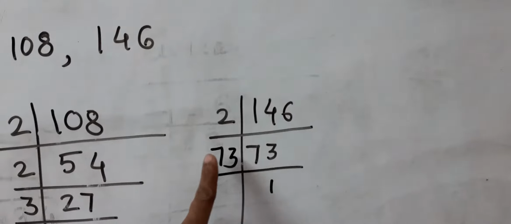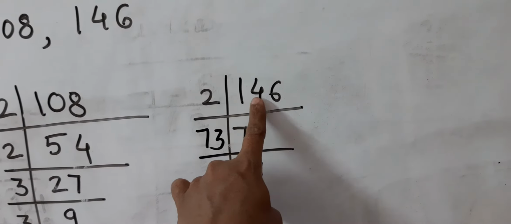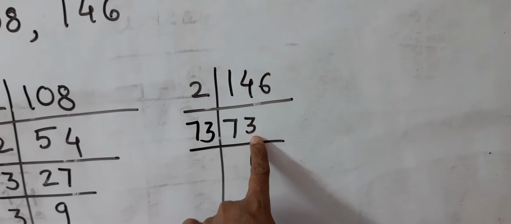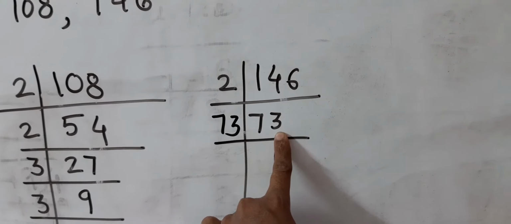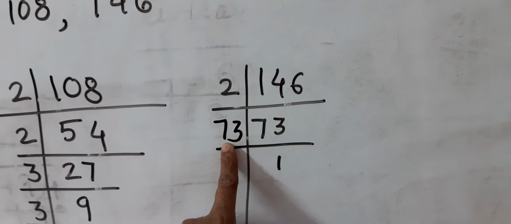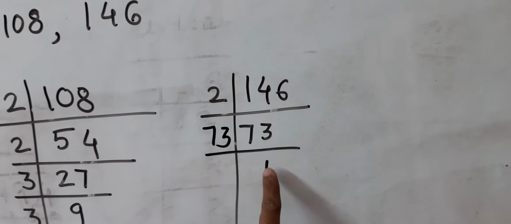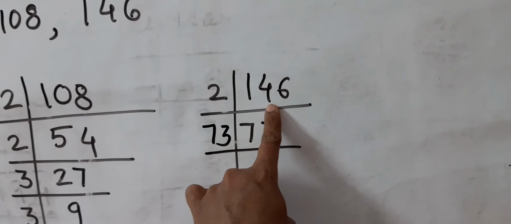Now here 146 is an even number, so first we will divide by 2. 2 7s are 14, 2 3s are 6. Now 73 is a prime number, so it will be divisible by only 1 or 73. So we have divided it by 73. 73 ones are 73. So these are the prime factors of 146.